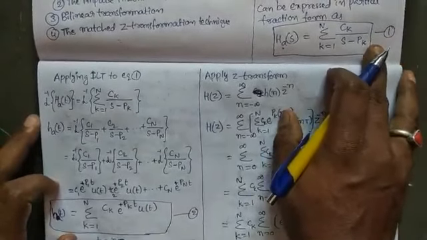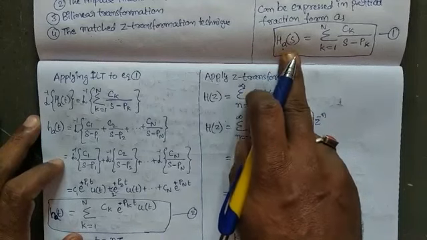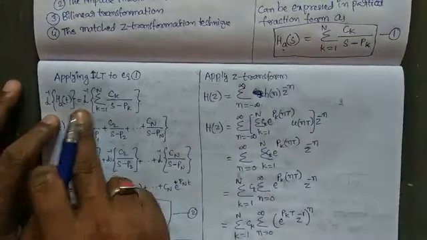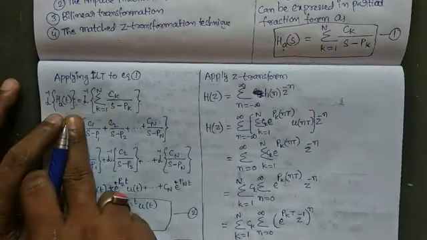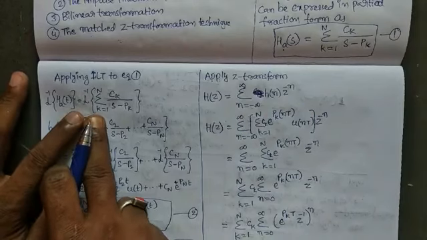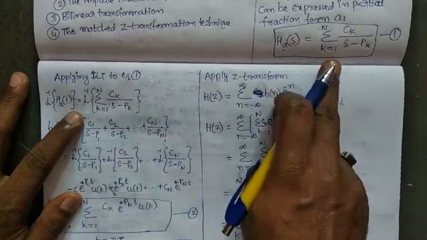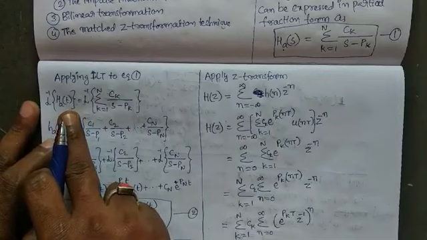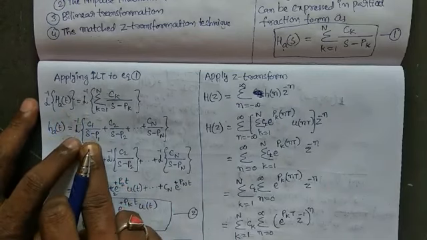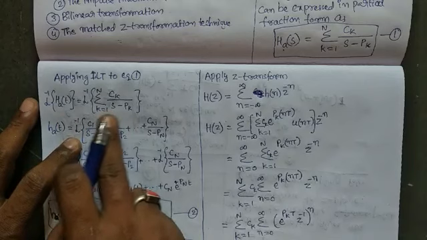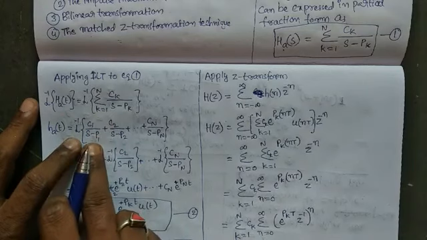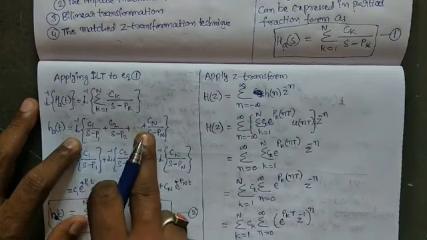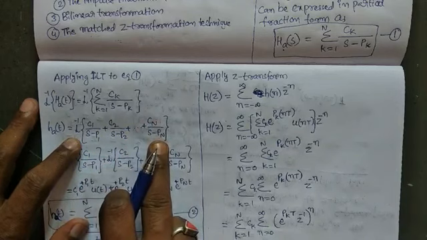What is the next step? Next we apply the inverse Laplace transform to equation 1, on both sides. The inverse Laplace transform of HA of s is HA of t, which is equal to the inverse Laplace transform of the summation from k equal to 1 to N of ck by s minus pk. Expanding this term: c1 by s minus p1 plus c2 by s minus p2, and so on, plus cN by s minus pN.